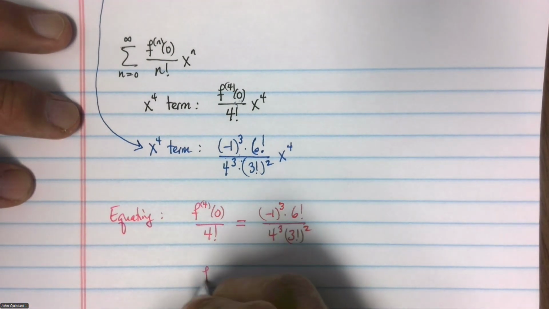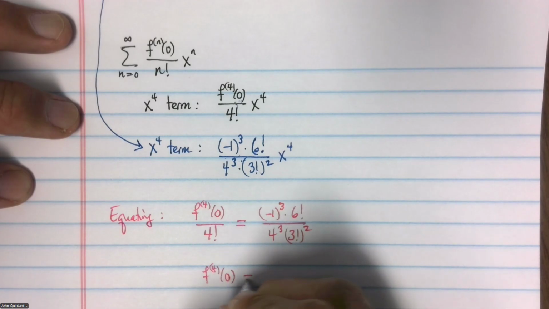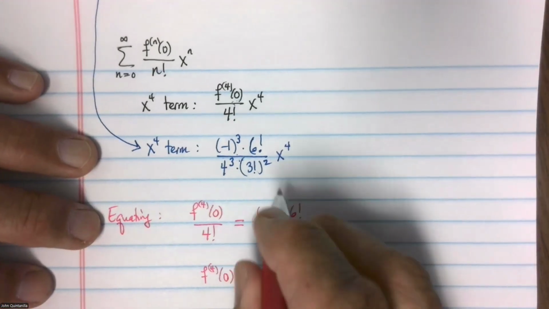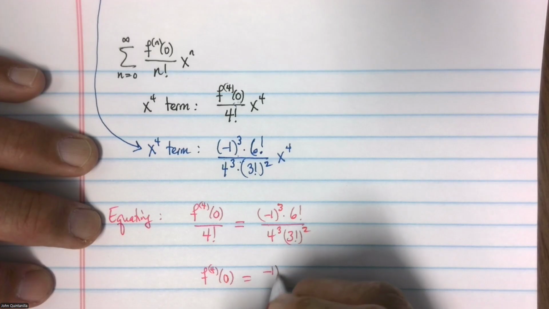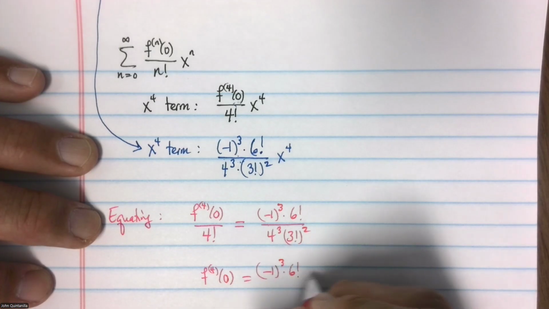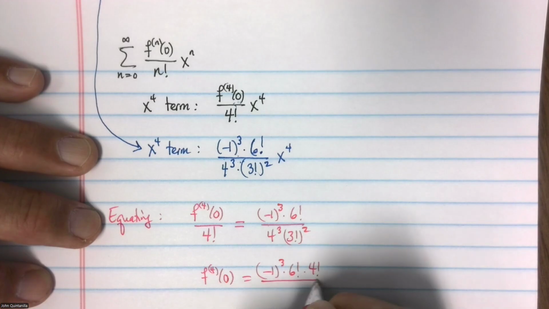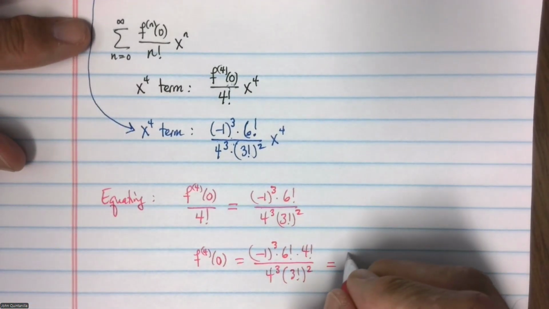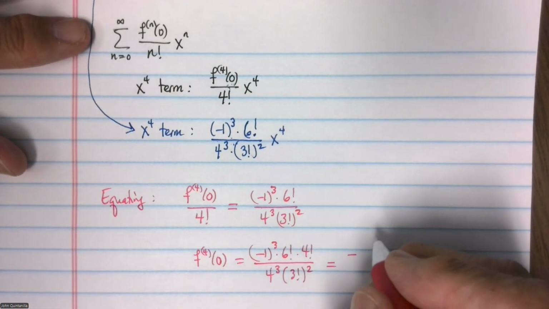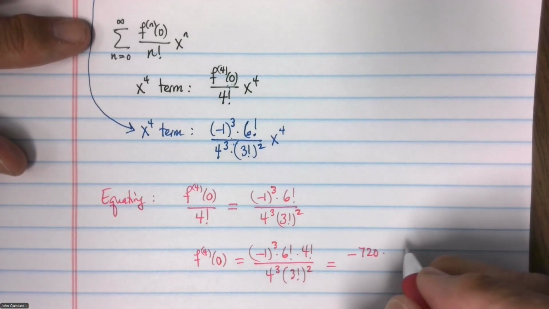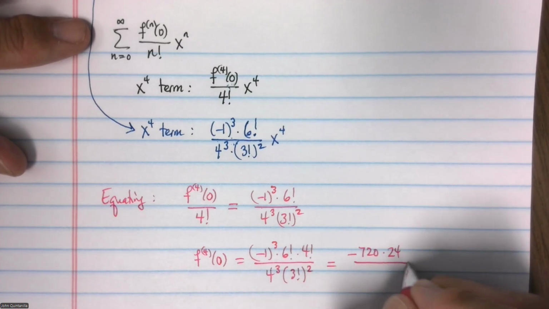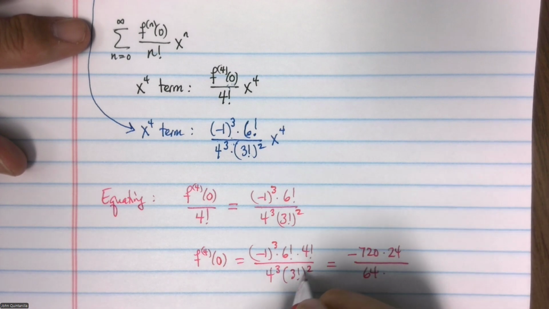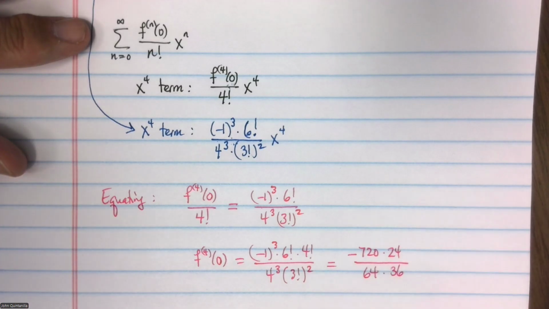And so the fourth derivative at 0 will be equal to negative 1 to the third times 6 factorial times 4 factorial over 4 to the third times 3 factorial squared. Okay, now let's plug in numbers. So negative 1 to the third is negative 1. 6 factorial is 720. 4 factorial is 24. 4 to the third is 64. 3 factorial is 6. Square it, you get 36.